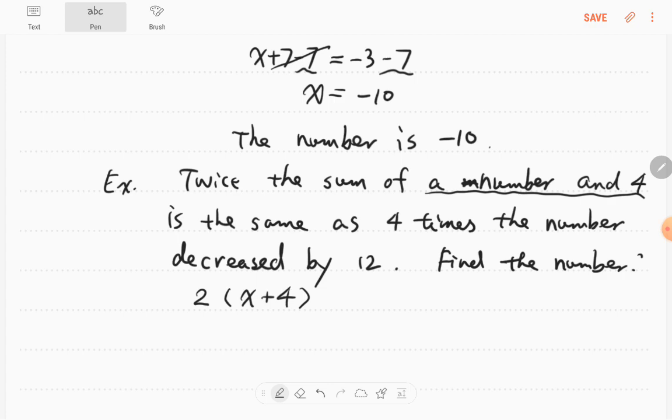So twice the sum, that will be 2 times the sum of x plus 4. So we will just list like this. Is equal to, we will put an equal sign, 4 times the number. So this part will be 4x.